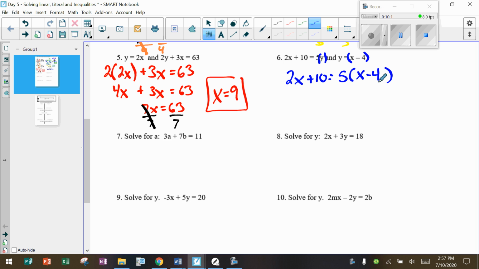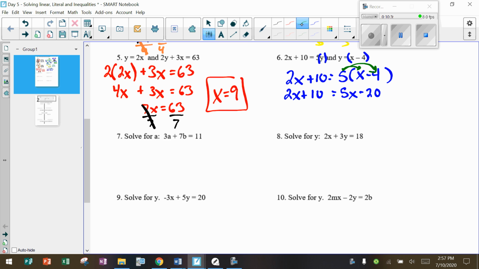So it's similar to number 2 up above where I have to distribute now. So I do 5 times x, which is 5x. And then I do 5 times negative 4. Remember, the subtraction sign here is telling me that it's a negative 4. So positive 5 times a negative 4 is negative 20. On the left-hand side, I still have 2x plus 10.